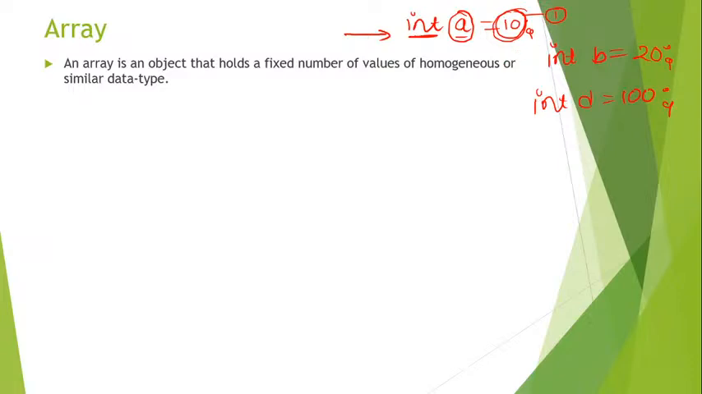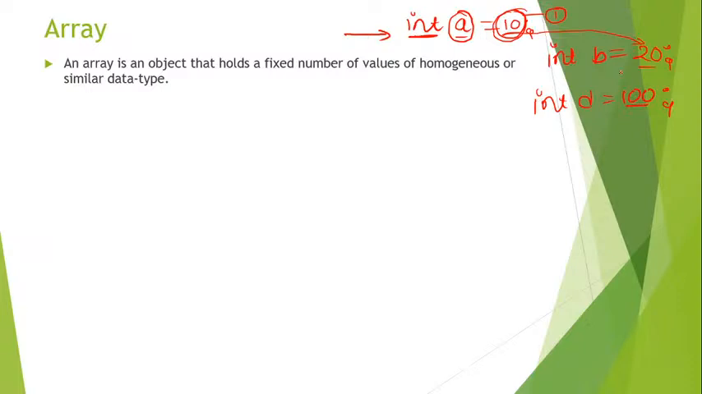Okay, so this is not a good thing. What we need is the same integer type of value. Here we need 10, 20 and 100. So what is this? This is the integer value only, no? So we can simply use the array.